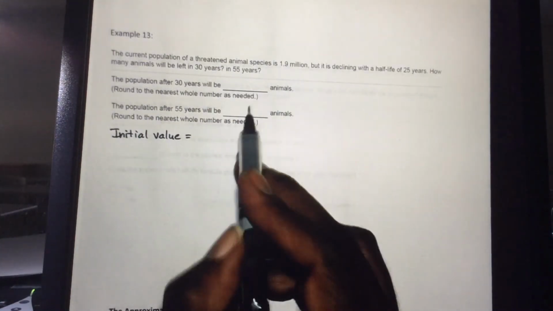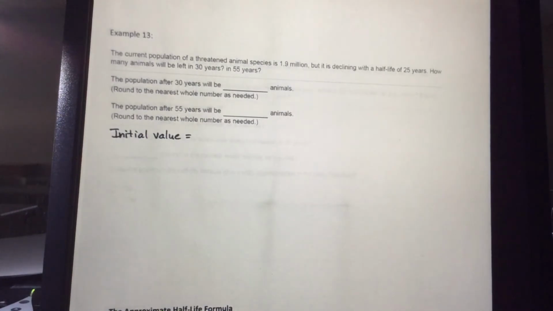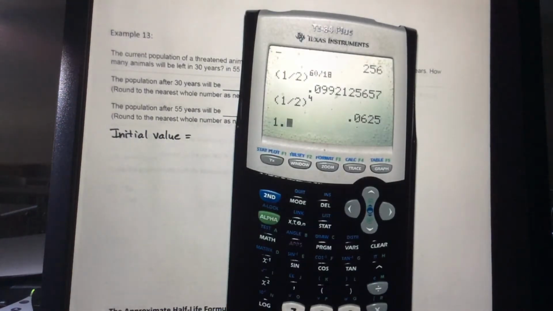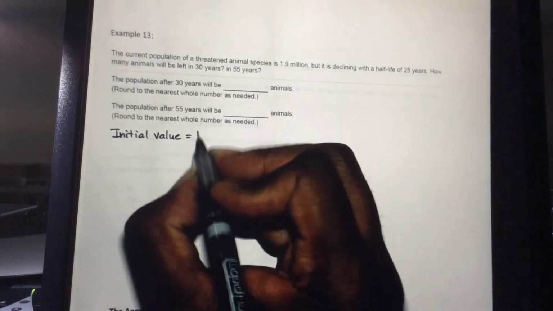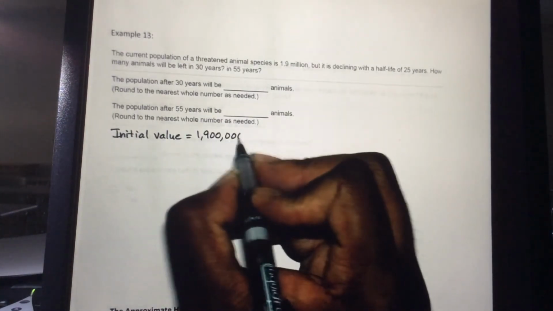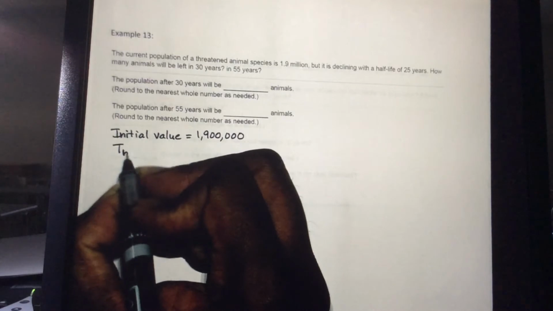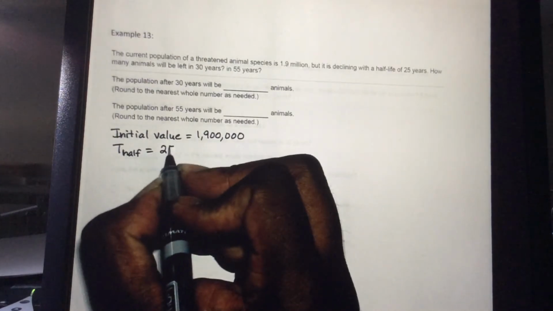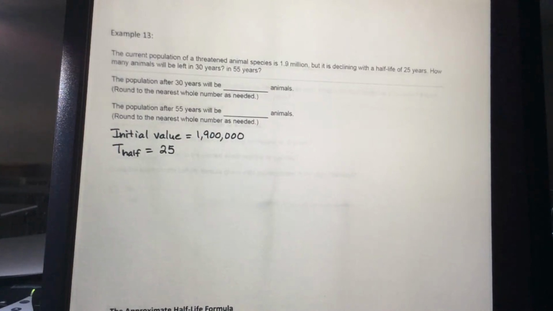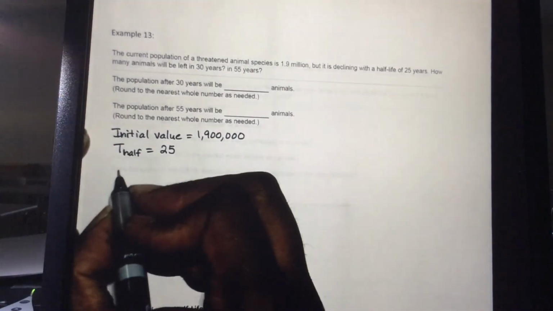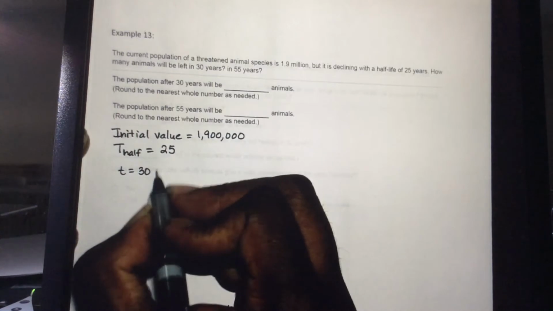Now, they didn't say million here, but I need to convert 1.9 million into a real number. So if I do 1.9, multiply that by 1 with 6 zeros behind it, I'm going to get 1,900,000 written like this. And then we have a half-life of 25 years. That's your t sub half. And we're going to start off with how many animals will be left in 30 years. So your t is 30 years.